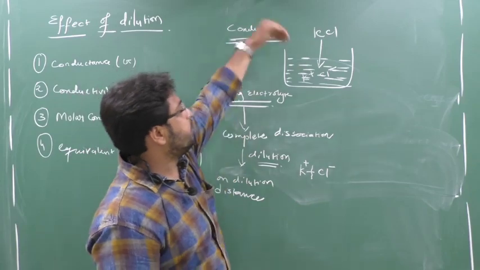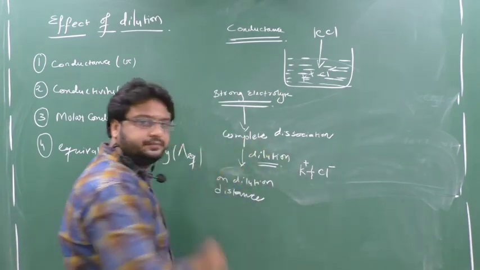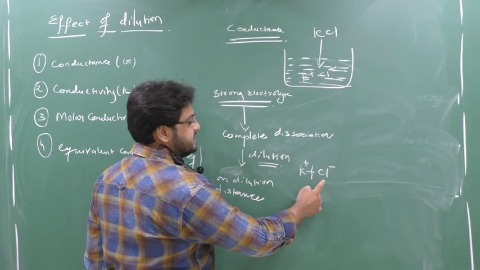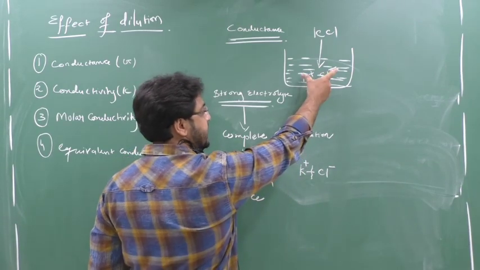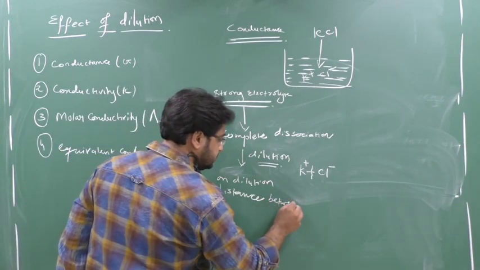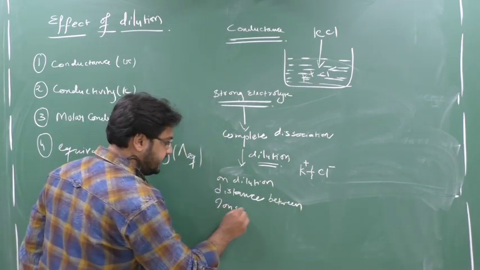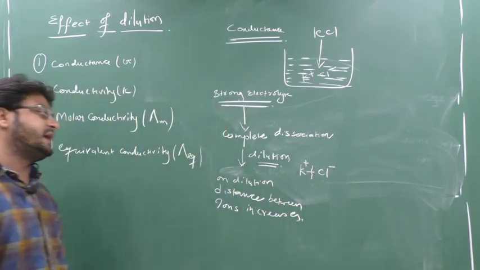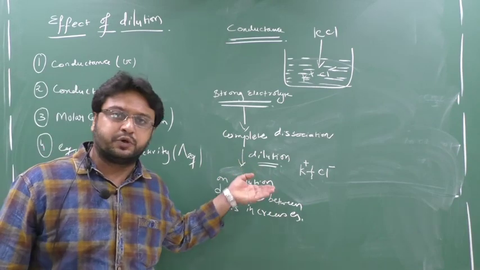Now what I am doing is adding water, which means I am doing dilution. When I dilute, what happened? The distance between these ions, that is K plus and Cl minus, increases. So on dilution, the distance between ions increases. Yes or no? Why does the distance between the ions increase? Because I am diluting, because I am adding water.